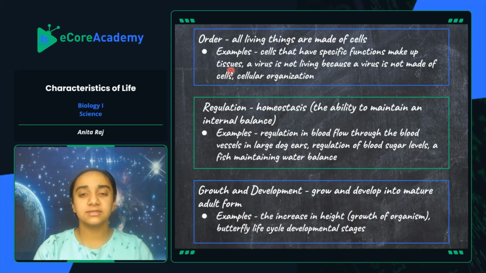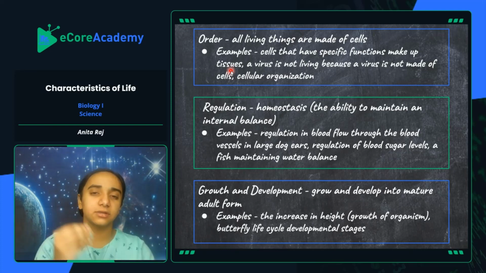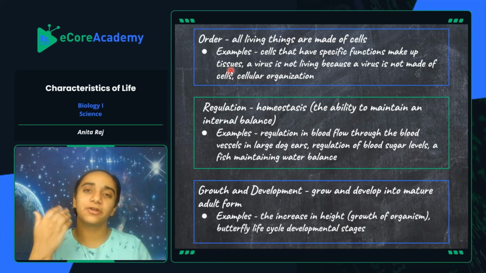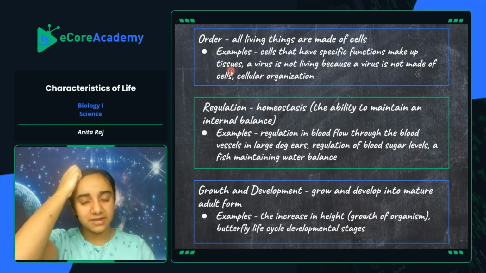And lastly, cellular organization. What that pretty much means is exactly what I went over. Cellular organization is how we build from a cell to an organ system, organism, population, ecosystem. Cellular organization. Next, let's talk about regulation.